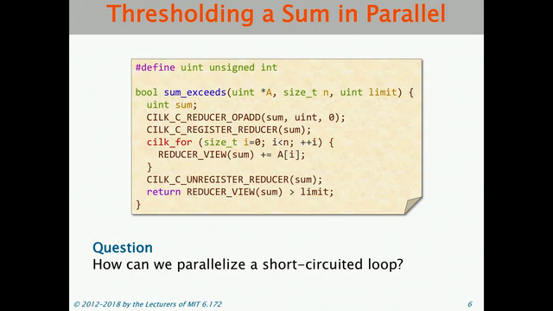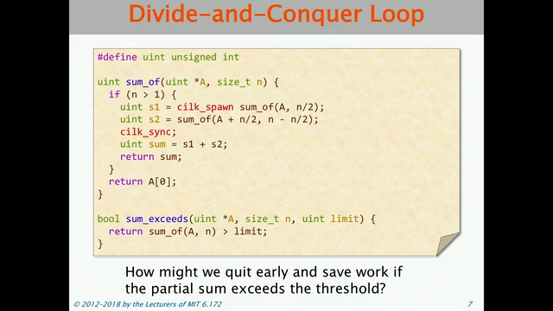Okay? And the way I'm going to do this is sort of by hand here. As you know, underneath the loop is really a divide and conquer loop. And so I could write it as a parallel loop. And now it becomes a little bit clearer. In this case, what I'm going to do is return the value of the sum. And now the question is, well, how can I quit early and save the work if I exceed the threshold?